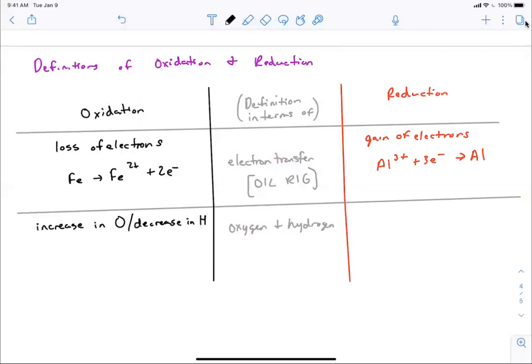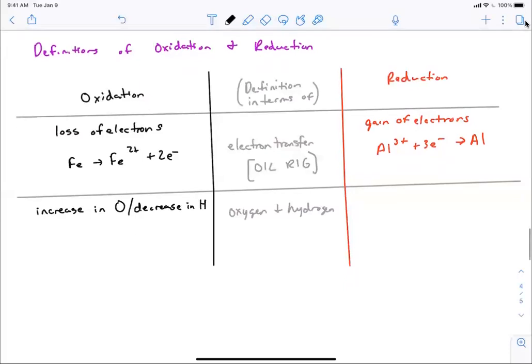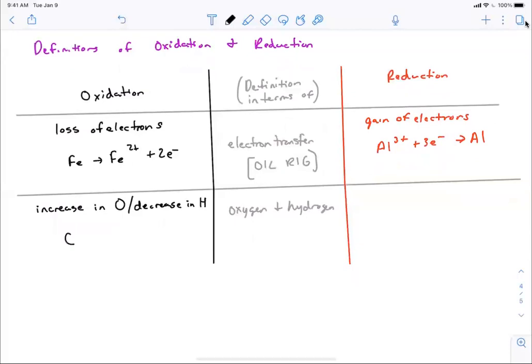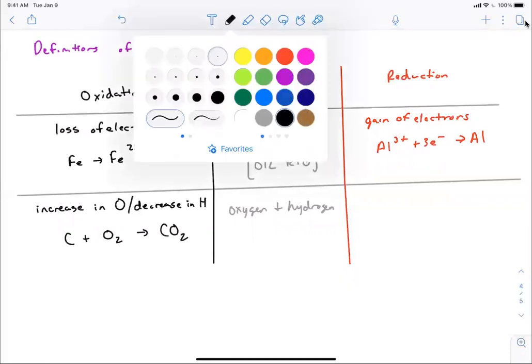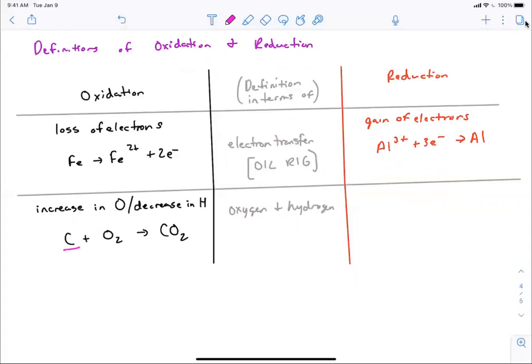The increase in oxygen makes a lot of sense because oxygen is very electronegative. So if you bond with more oxygens, the oxygen will pull the electrons away from the other element. So you'll get oxidation. So the ownership of the electrons goes toward the oxygen instead of the other element. And so what you might see is something like this, where the carbon is losing electrons, so it is oxidizing.